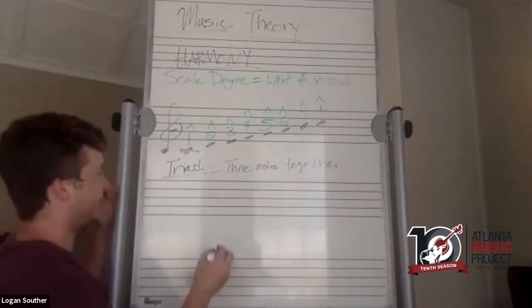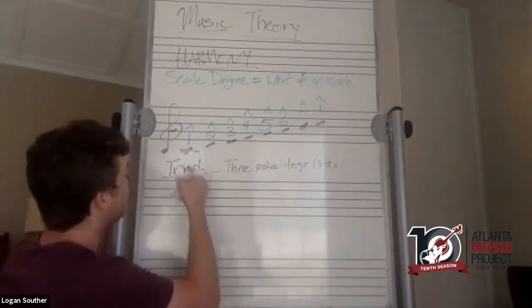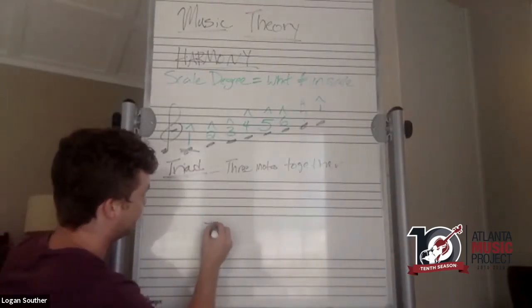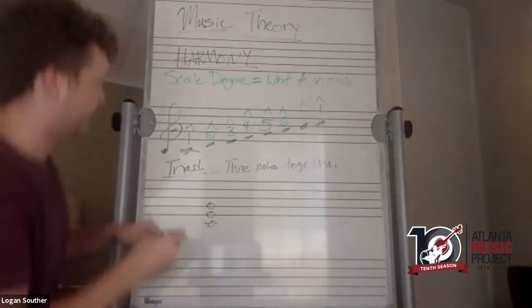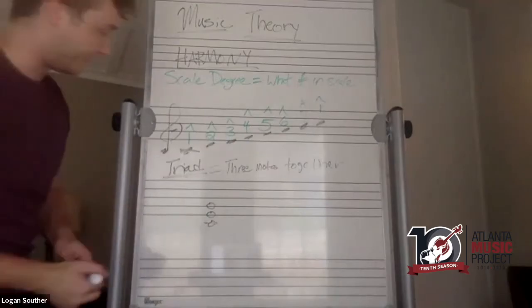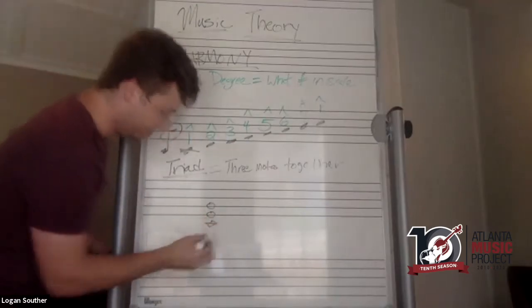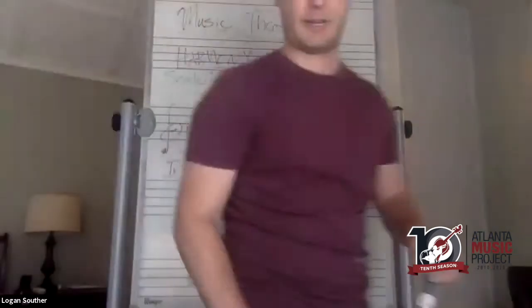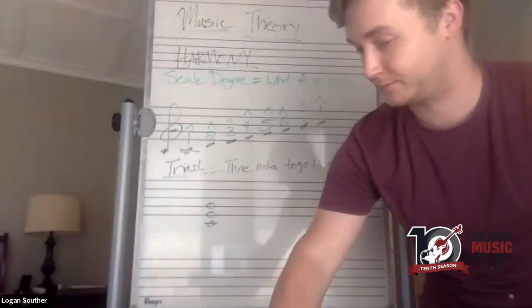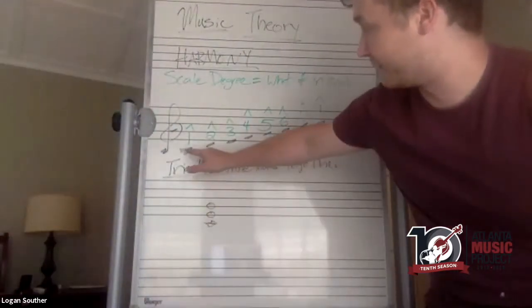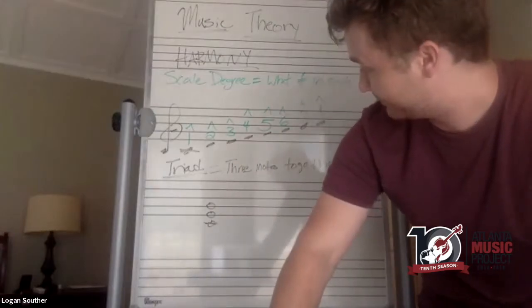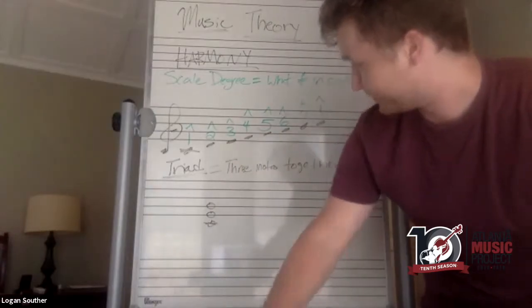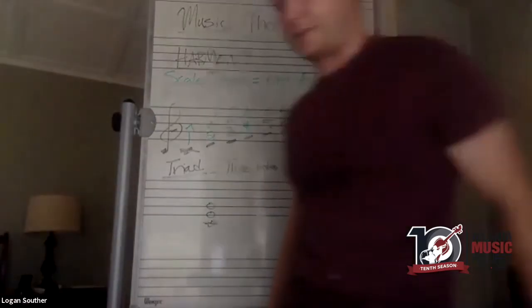And it looks something like this. If we're in C major, this is what we would call a C major triad. It's made of the notes C, E, G. It's those 3 notes together.